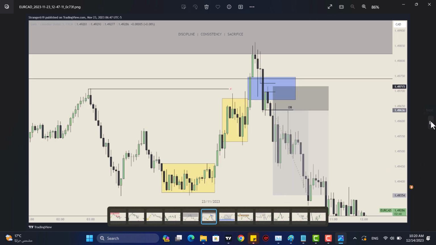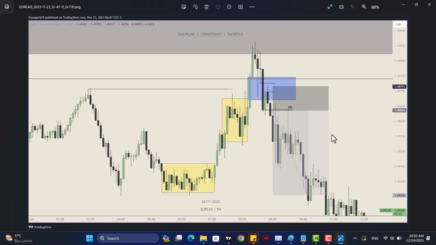Let's go to another example. I have a lot of examples because this happens all the time. So we have this market maker sell model, right? Price right here raided this swing high, right? And as you can see, all the raids happen with an energetic move. You can notice this too.